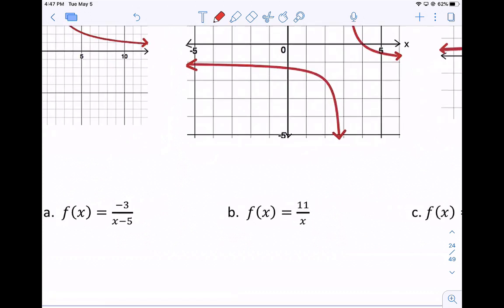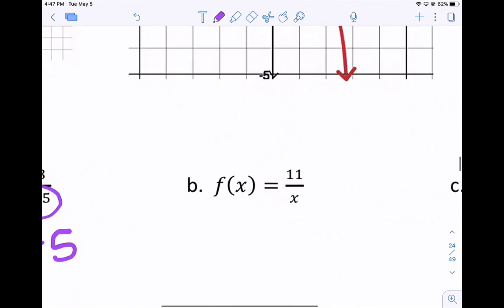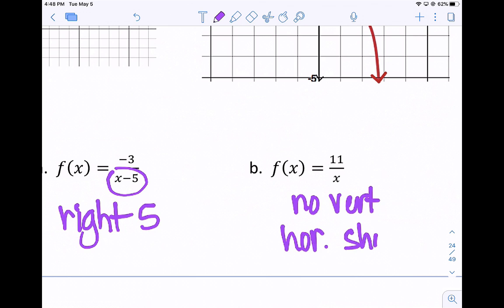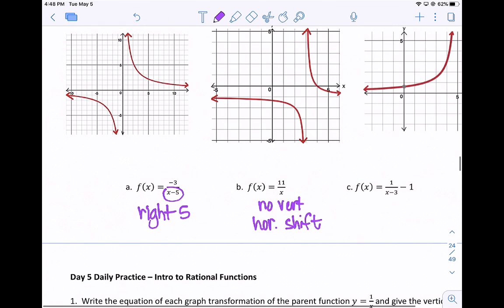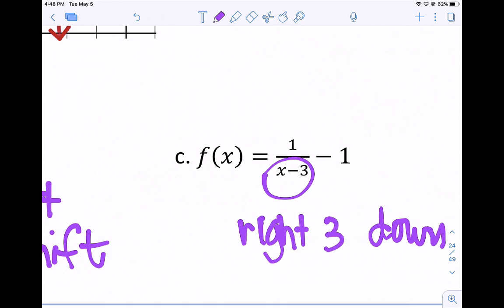Draw arrows matching them. Okay, so let's take a look at this function right here. Again, we're not dealing with the negative 3, but we are looking at the bottom of the fraction. And this graph moved right 5. This graph, again, we're not looking at the 11. And this one has no vertical or horizontal shift, so it looks a lot like the mother function. And this one has 2 shifts. It goes right 3 and down 1.